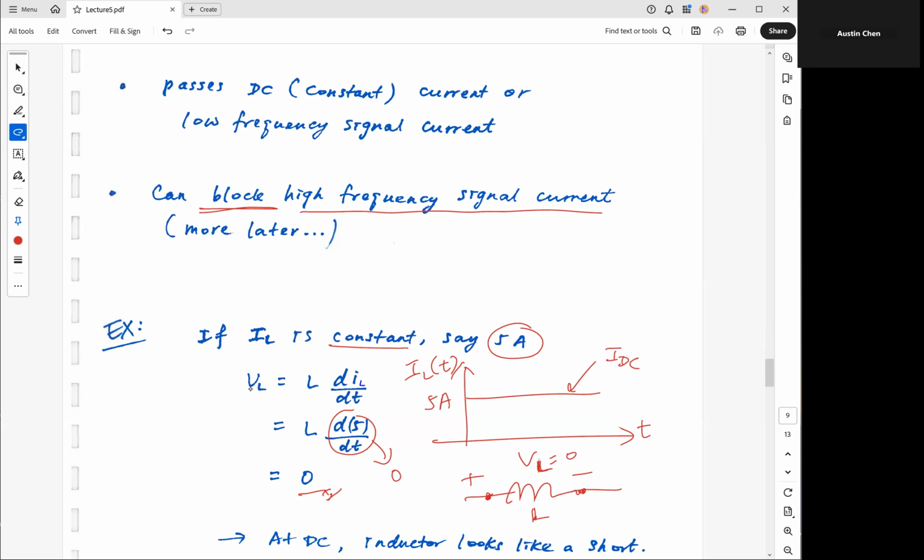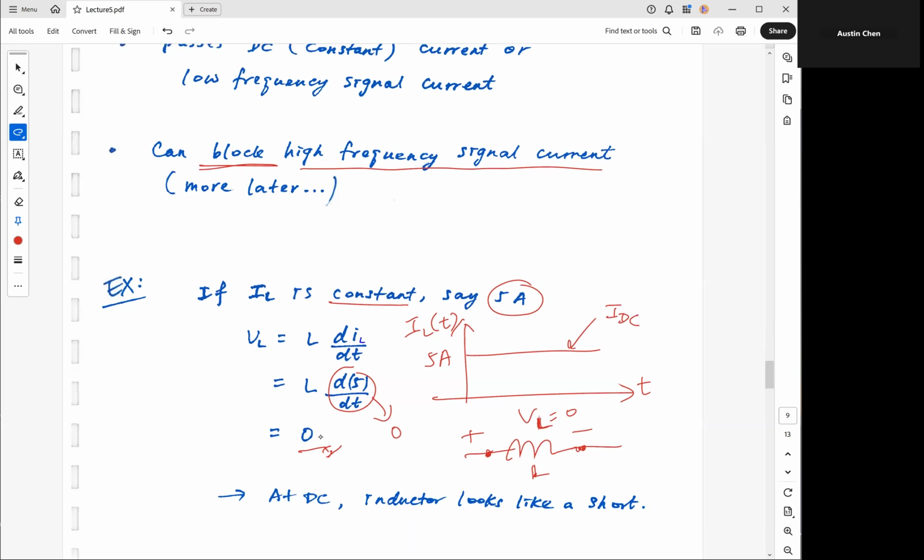And this basically tells you that your inductor looks like a short at DC, right? At DC, meaning 0 hertz. Direct current is constant. So at DC, the inductor behaves just like a short because VL is equal to 0. So these 2 points are shorted out or tied together, as if this inductor is not there, but is replaced by a piece of wire.